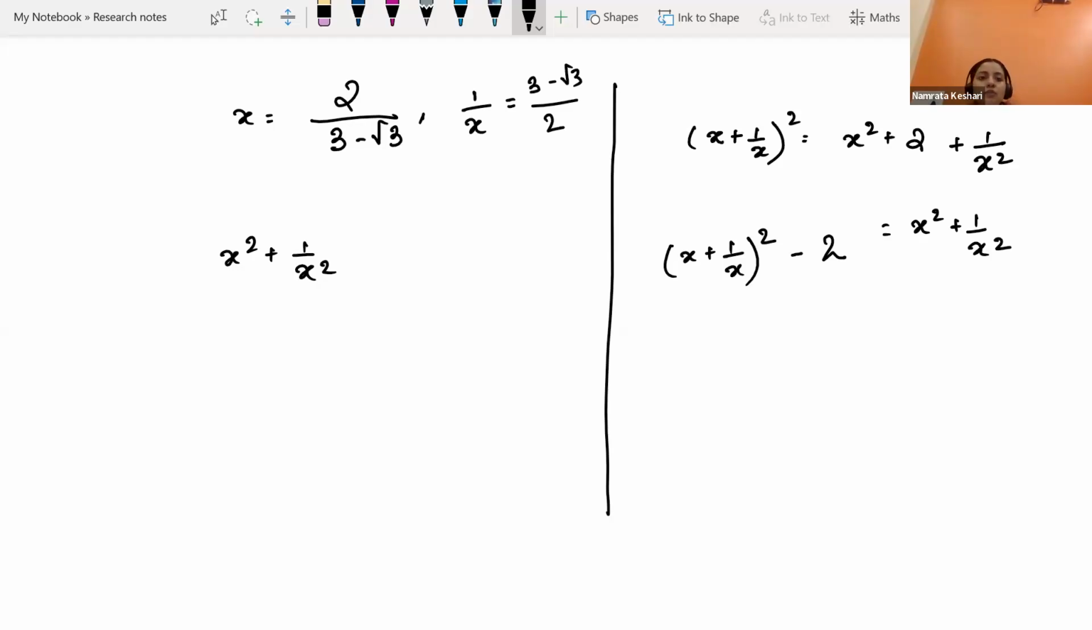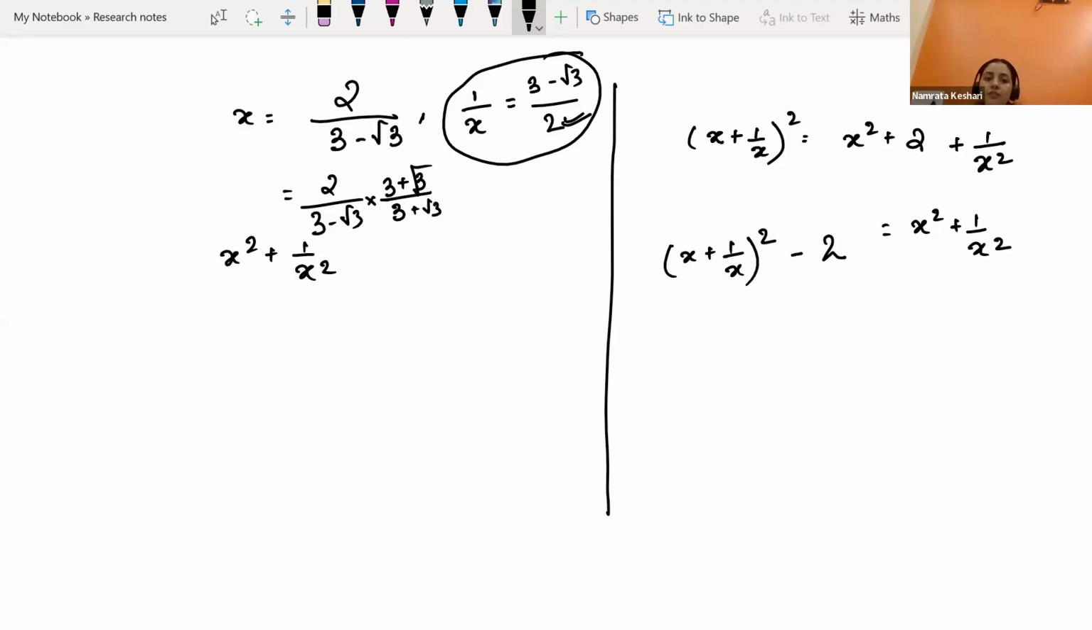We know x, we know 1 by x. 1 by x so far looks good, because in the denominator only 2 is there. If we have to take LCM, we'll be able to take. But x doesn't look good. So what we can do with x is the rationalization, which I said to you yesterday also. We can do rationalization for this 3 minus root 3, so multiply by 3 plus root 3 and 3 plus root 3. See, this is something we are doing with x.